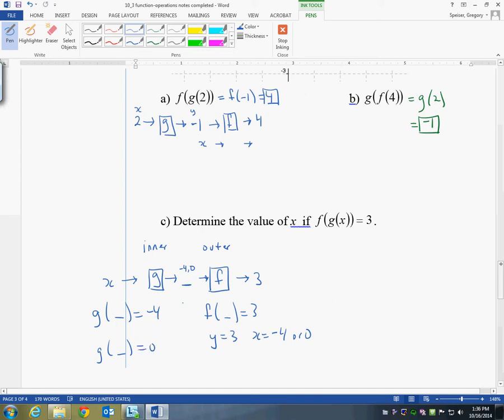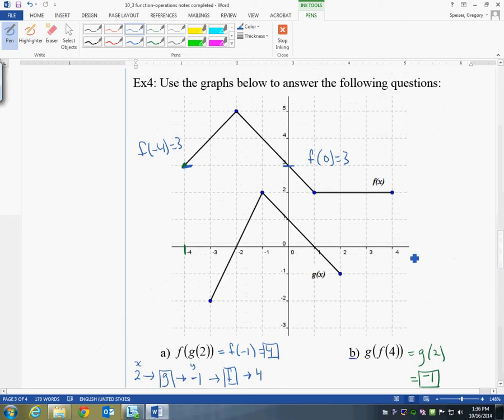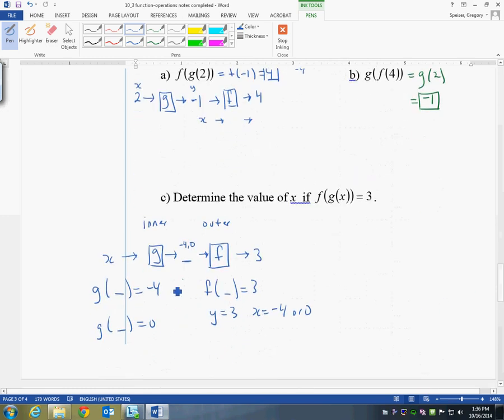So looking at our function g, what is x when the y is equal to -4? We don't have an answer, do we? It doesn't go to -4. So there is none here. No answer here. There is no x value that we can plug into g so that a -4 comes out.